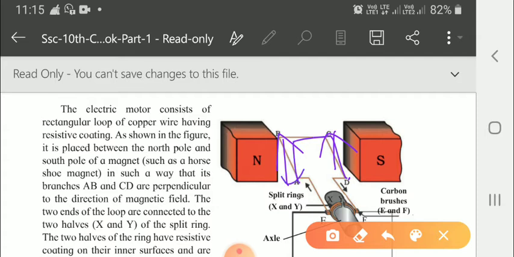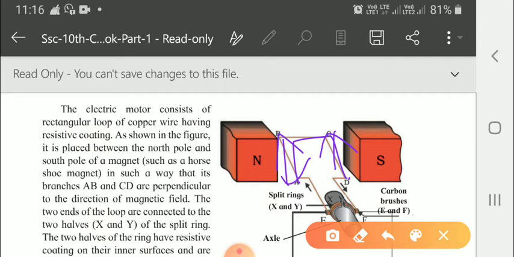DCBA, this direction. So now a force is exerted on the branch DC in the downward direction and on the branch BA in the upward direction. That means now it is reversed after half a rotation. So what will happen? The loop continues to rotate in the anti-clockwise direction, and the current in the loop is reversed. Reversed means it becomes just opposite after each half rotation, and the loop and the axle continue to rotate in the anti-clockwise direction.